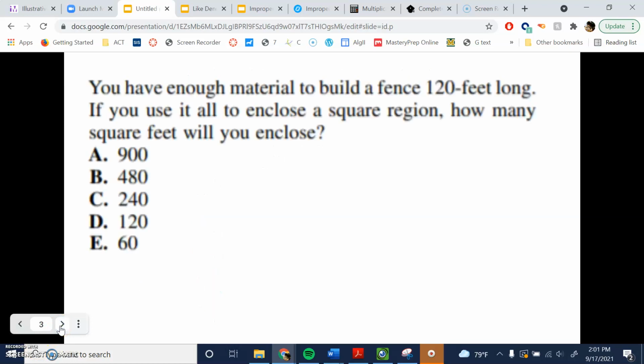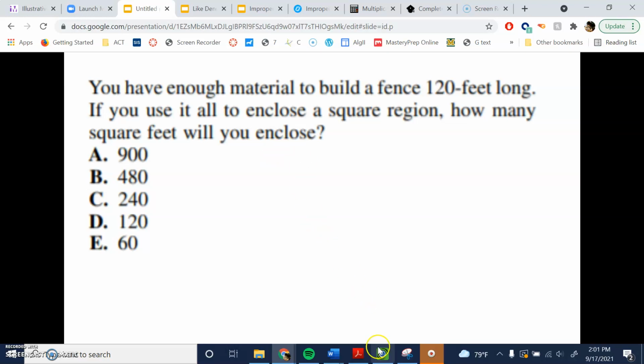Oh my goodness. You have enough material to build a fence 120 feet long. If you use it all to enclose a square region, how many square feet will you enclose? Ready, set, go.